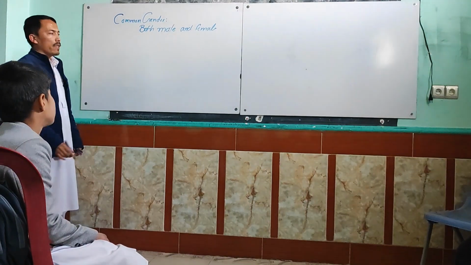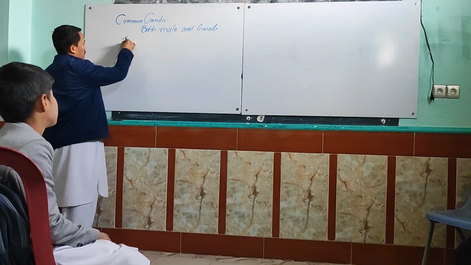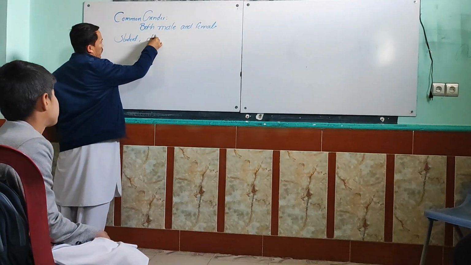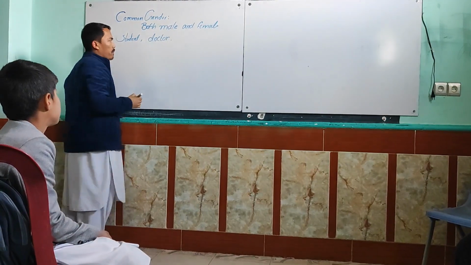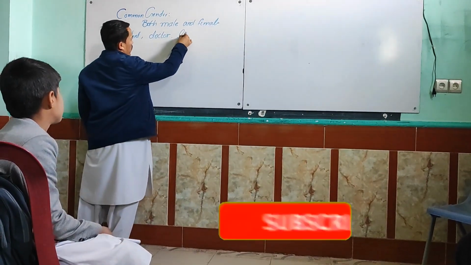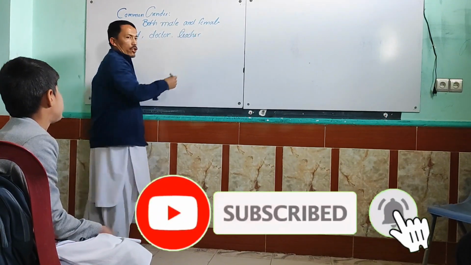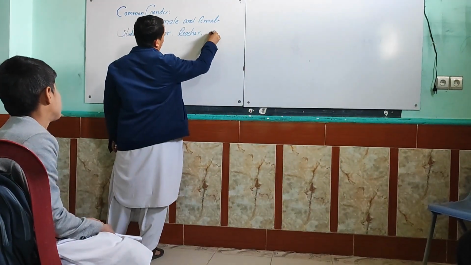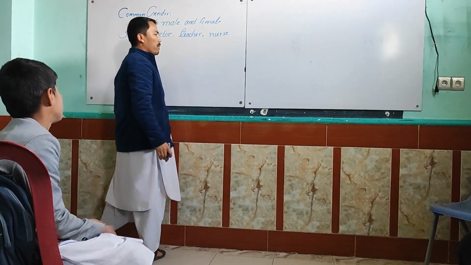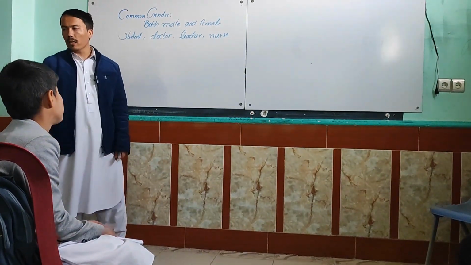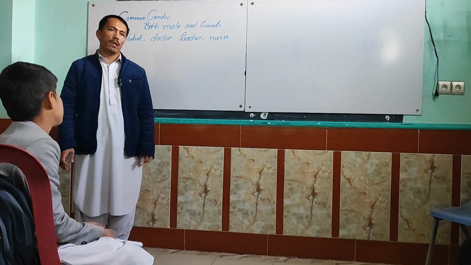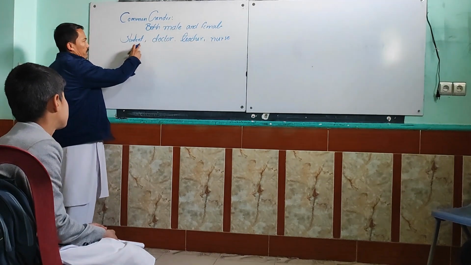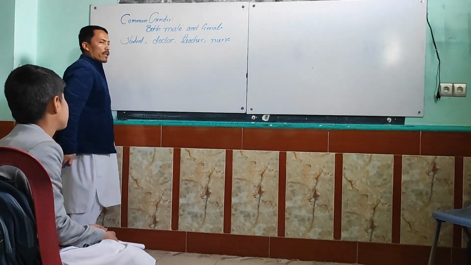For example, we say that student. A student can be male or female, yes or no? Yes. Or we write doctor. A doctor can be male or female. Or a teacher. A teacher can be male or female. Or we have, for example, nurse. So a nurse can be male or female. So common gender indicates both male or female. It can be a male or it can be female. Like this example, student, doctor, teacher, and nurse.